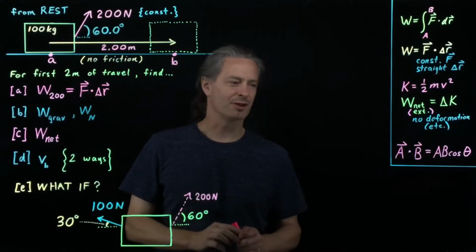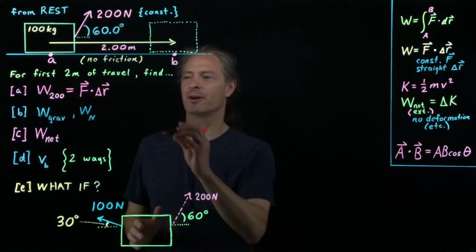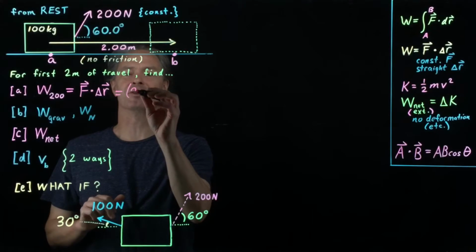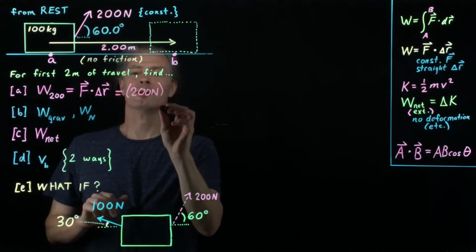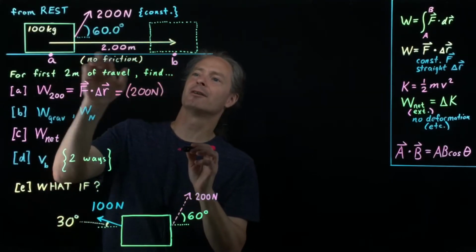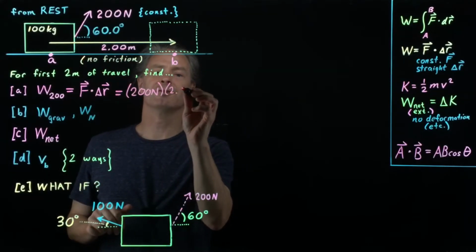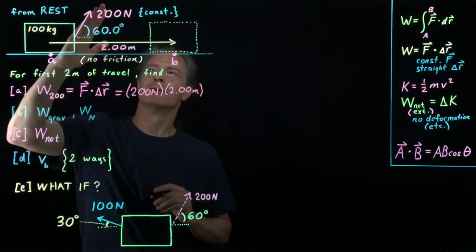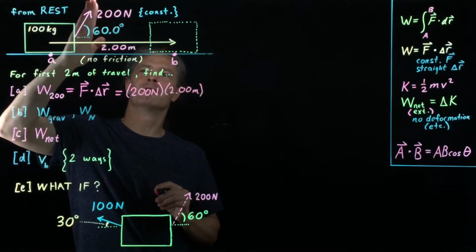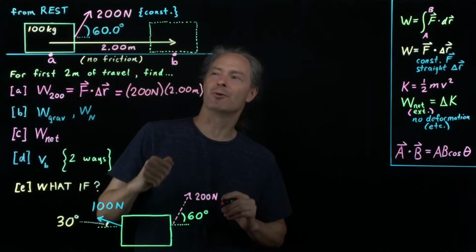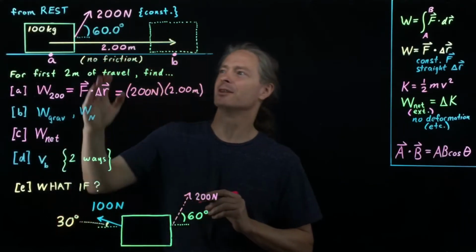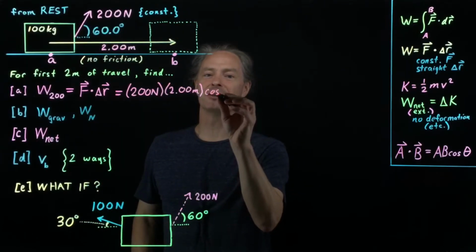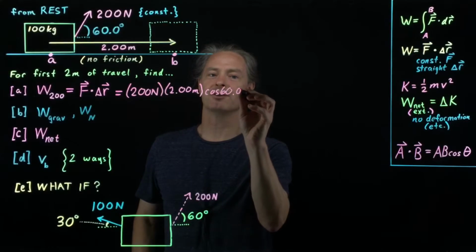So to evaluate this dot product, we can use the general recipe for the dot product. We need to take the magnitude of the first vector, the force vector, which has a magnitude of 200 newtons. The magnitude of the second vector, delta R, has a magnitude of 2 meters. And then I need the cosine of the angle between those vectors. The force vector makes a 60-degree angle above the horizontal, but the displacement is horizontal, so we have a 60-degree angle between the force vector and the displacement vector, the 2 vectors in our dot product. So I need cosine of 60 degrees.